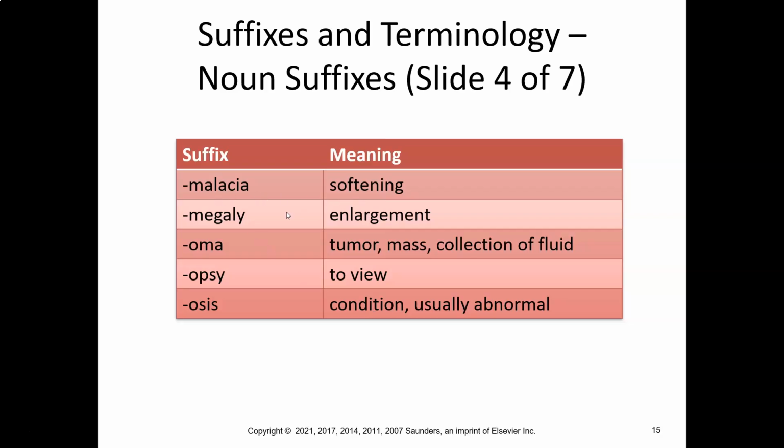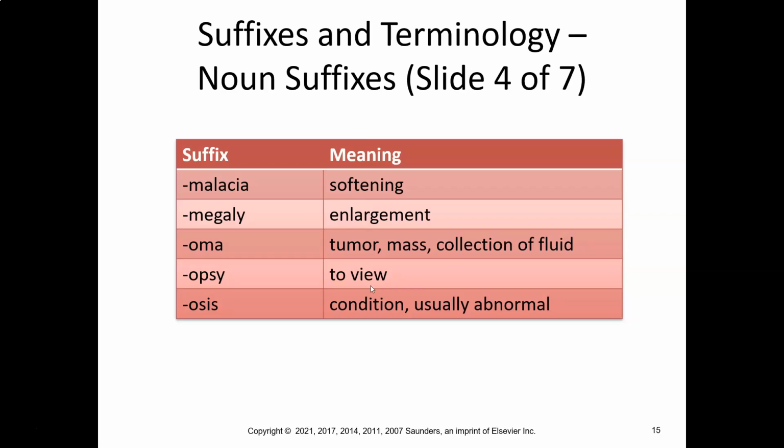Malacia is softening. So you've heard of chondromalacia. That's softening of what? Cartilage. Chondro meaning cartilage. Megaly means enlargement. So if you had an acromegaly, that's enlargement of the extremities. If you have a splenomegaly, that would be enlargement of the spleen. Oma, mass or collection of fluid. So that's an oma. So myoma would be a benign tumor of the muscle, or a myosarcoma is a malignant tumor of muscle. Okay.